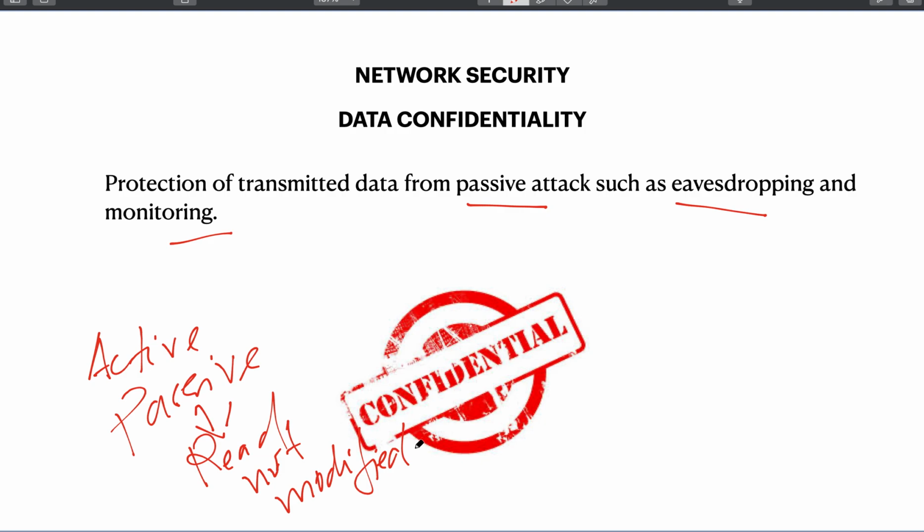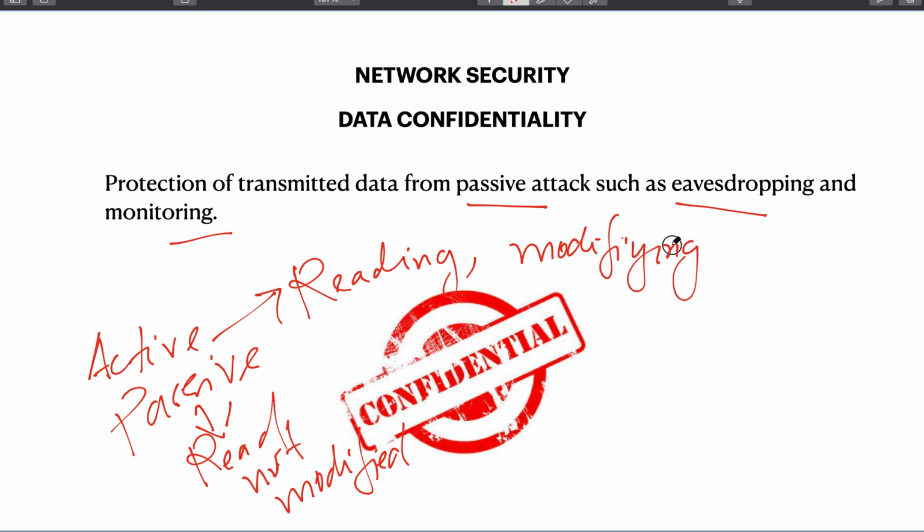You are not modifying the data or the source data. Some intruder is just reading the data. But in the case of an active attack, it is not just reading the data, but also modifying the data. So those are the two kinds of attack, active and passive. Data confidentiality ensures that the data that is transmitted is protected against passive attacks such as eavesdropping or monitoring. Eavesdropping means overhearing the data.